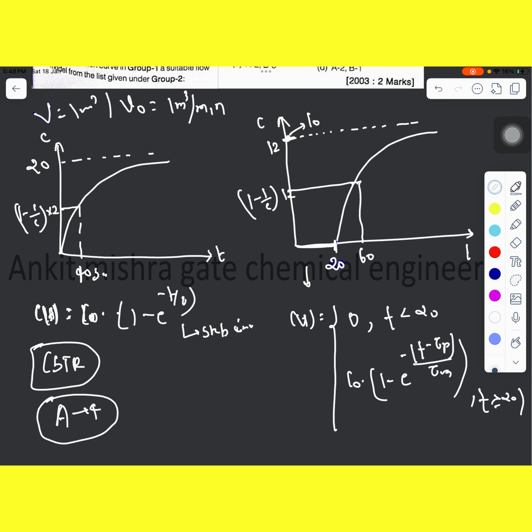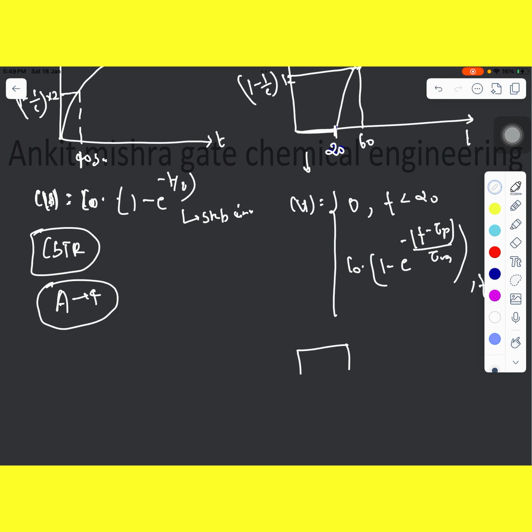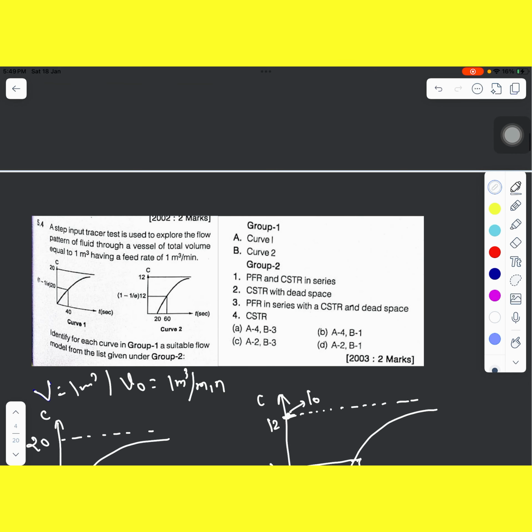So this kind of curve indicates that when a CSTR is connected with a PFR, or when there is a PFR in series with the CSTR, right? Here tau p is the space time for the PFR and tau m is the space time for the CSTR. So this is PFR plus CSTR, where the CSTR is connected with the PFR, or the PFR is connected with the CSTR. So option B's answer will be A. So your option B is your correct answer, right?